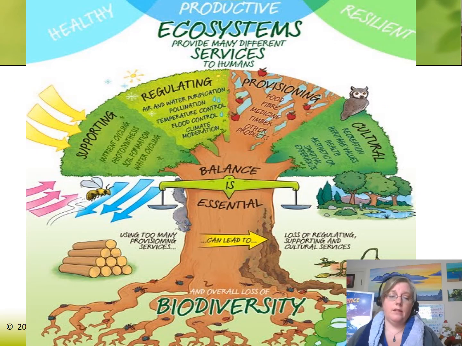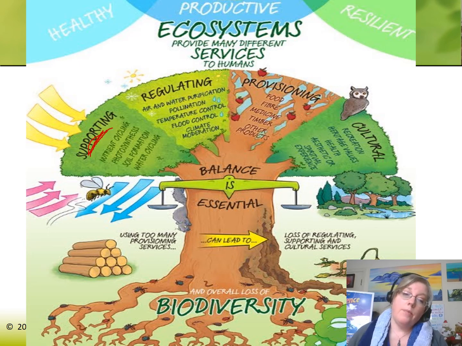So this graphic here shows us some of the ecosystem services that the Earth provides for us, and you're going to need to know these four. There are supporting services, like nutrient cycling, that's the carbon, nitrogen, phosphorus cycles, photosynthesis, soil formation, and water cycling.